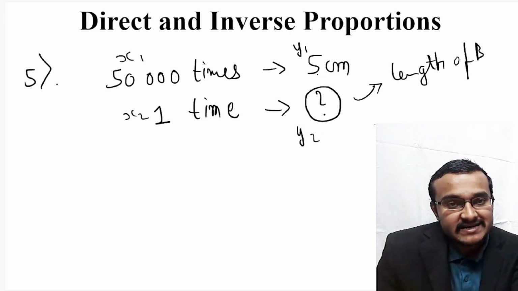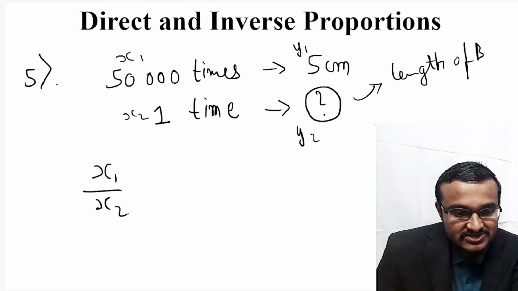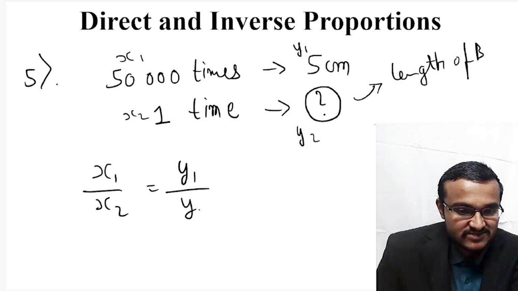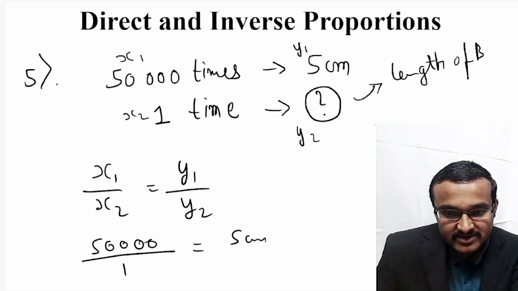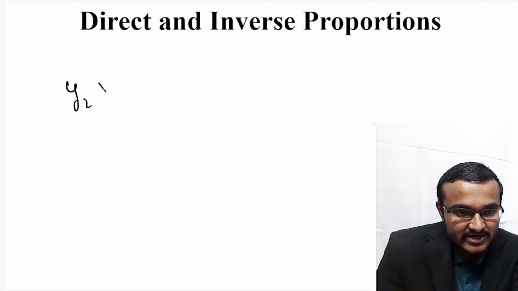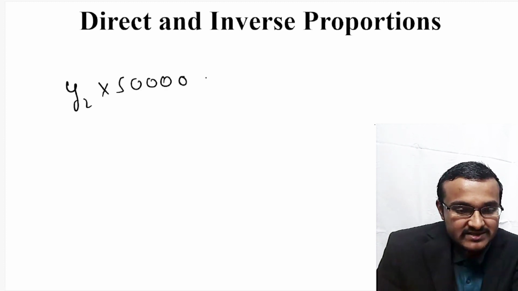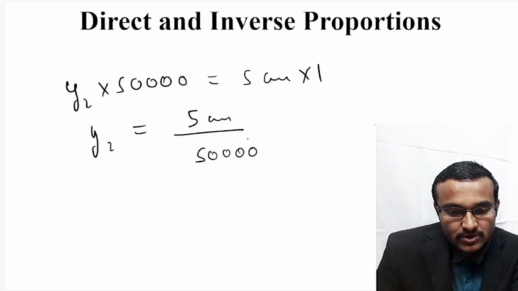So here 5 centimeter is there. Here we should calculate y2. So x1 by x2 is equal to y1 by y2. I have already explained this. So what is x1? x1 is 50,000 divided by x2 is 1. So here y1 is 5 centimeter divided by y2. Now you can cross multiply this. So this will be equal to y2 into 50,000 is equal to 5 centimeter into 1. So here y2 is equal to 5 centimeter divided by 50,000 will be there.